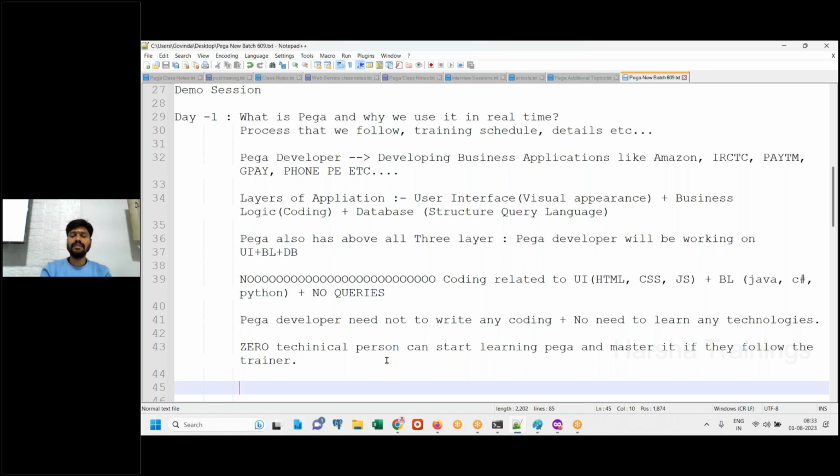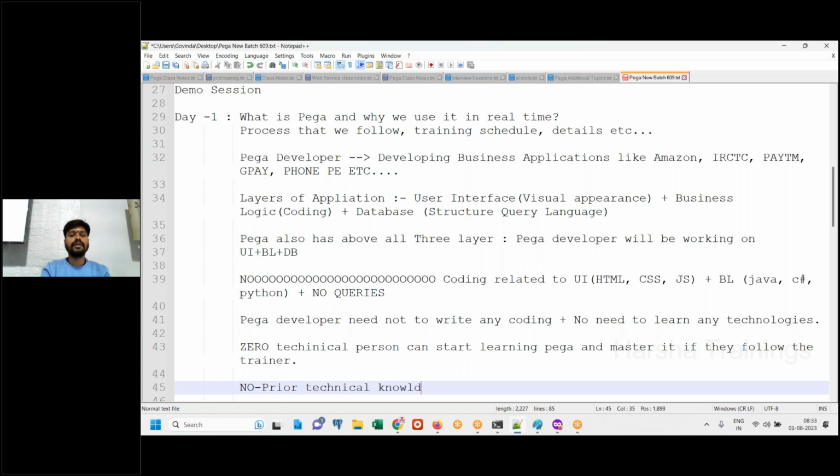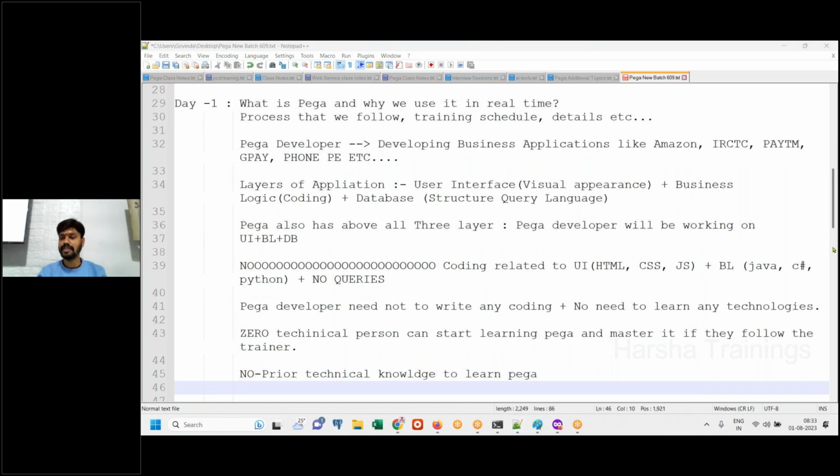So it doesn't require any prior technical knowledge. No prior technical knowledge is required to learn Pega. Another person was asking a question related to this some time back. What was the question? He was asking something like, I am from a degree background. So any degree, why any degree?